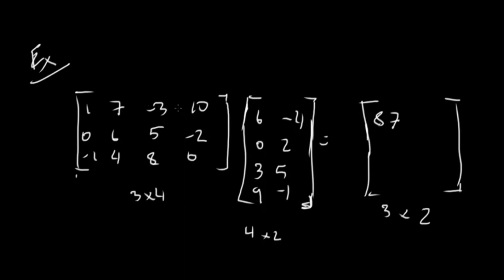All right. We're going to multiply row by column. The first row and the second column will become the first row, second column spot right here. It's not 0. So we got 1 and negative 4, 7 and 2, negative 3 and 5, 10 and negative 1. We get 10 and 3. That's going to be negative 15.